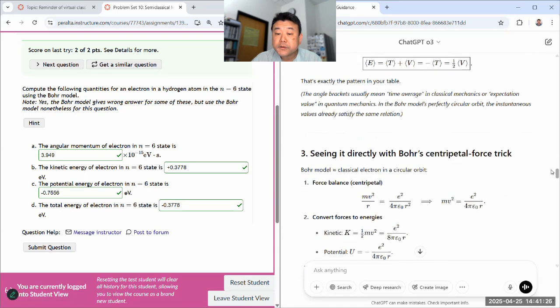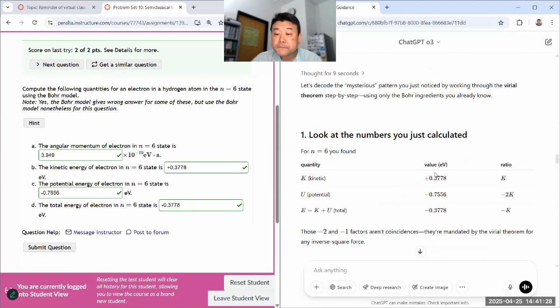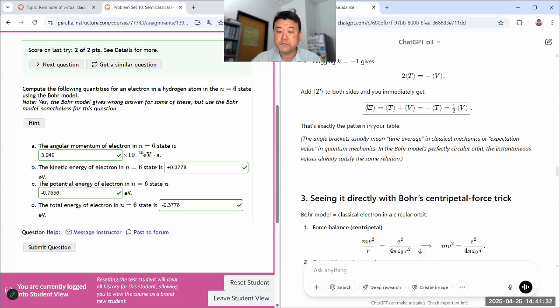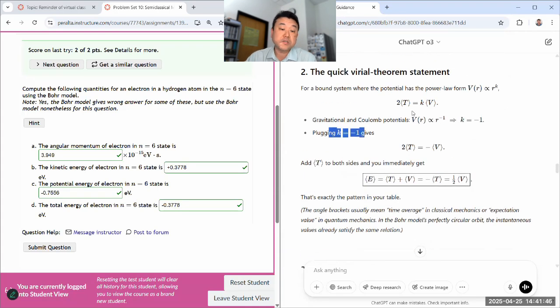First, the virial theorem statement. Yeah, so that's the relationship. The total energy is negative of the kinetic energy, or half of the potential energy, for this specific case of k equals minus 1, which is the case for the inverse square law. Inverse square in terms of the force. So when you derive the potential energy, the exponent there becomes minus 1.